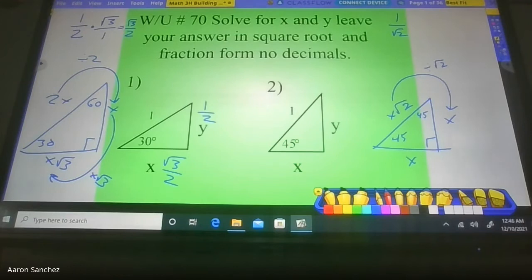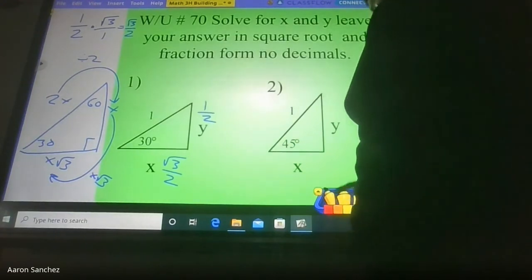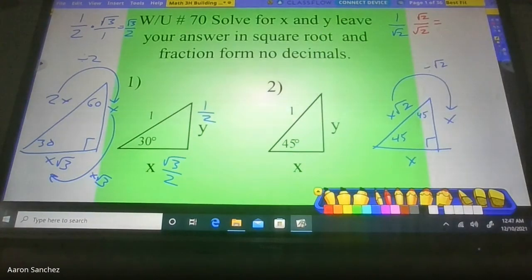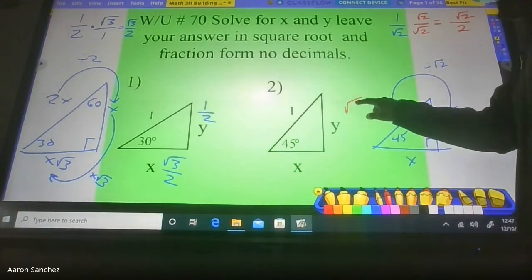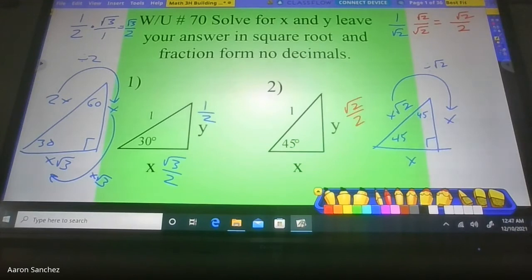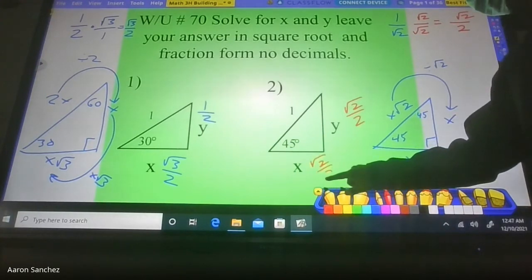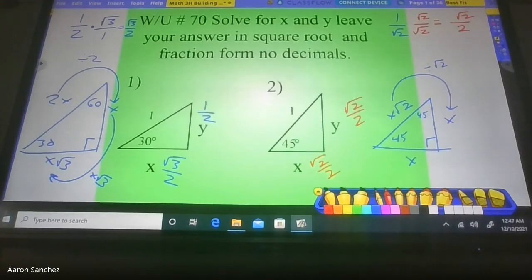That's your answer. However, what's the problem? I can't have root 2 in the denominator. Am I going too fast? Oh, no. What's root 2 times root 2? 2. What's 1 times root 2? Root 2 over 2. So this is root 2 over 2. You guys with me there? Yes. So then what's this one going to be? What's x going to be? It's going to be the same thing. Root 2 over 2. And that's all you've got to do.